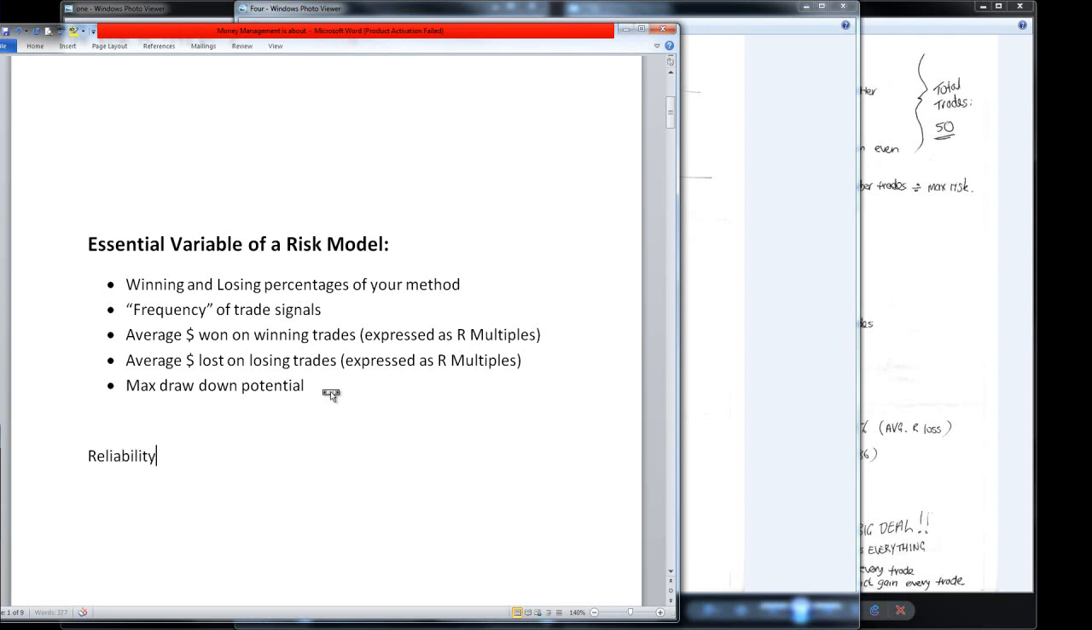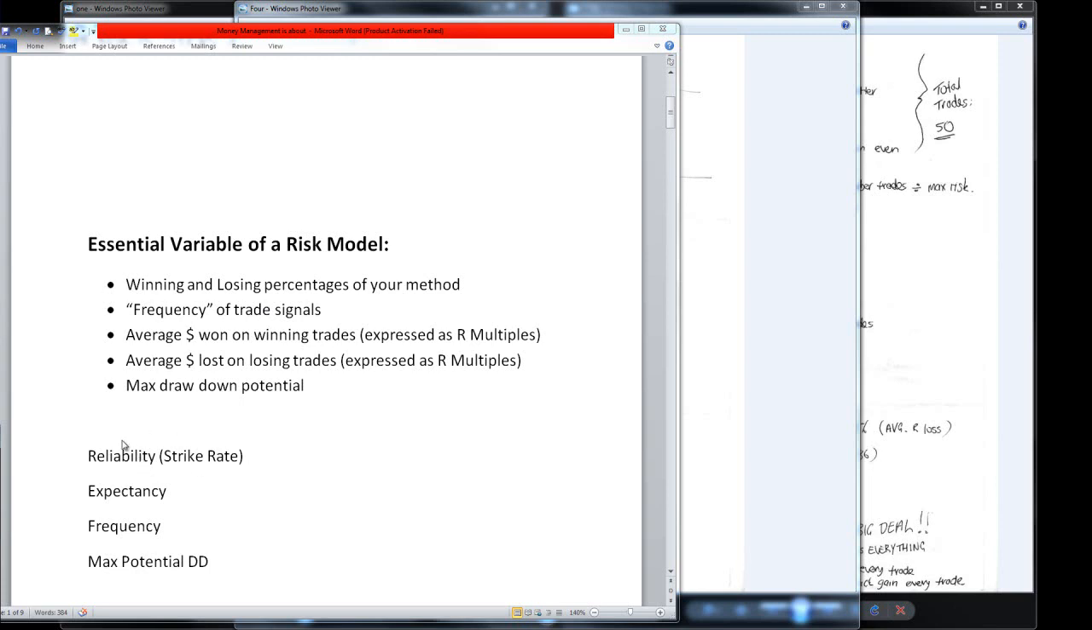Reliability. Actually, I'll write them all out and I'll come back. Okay, sorry, I just took a second there. It's basically these things here, but just made a little bit clearer. So there's four things that are absolute musts of a risk model. Winning, losing percentage of your method. So that's down here. That's what we call reliability, or your strike rate.